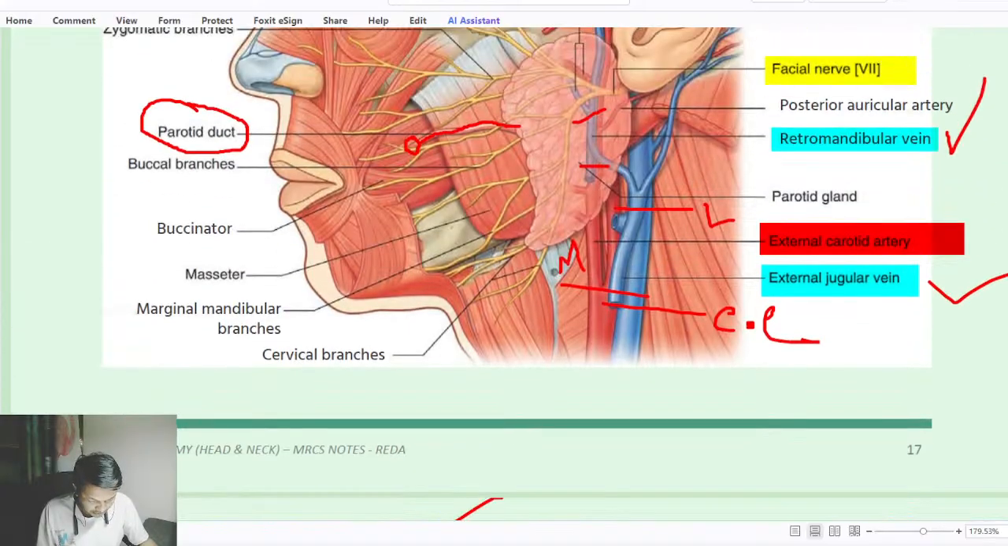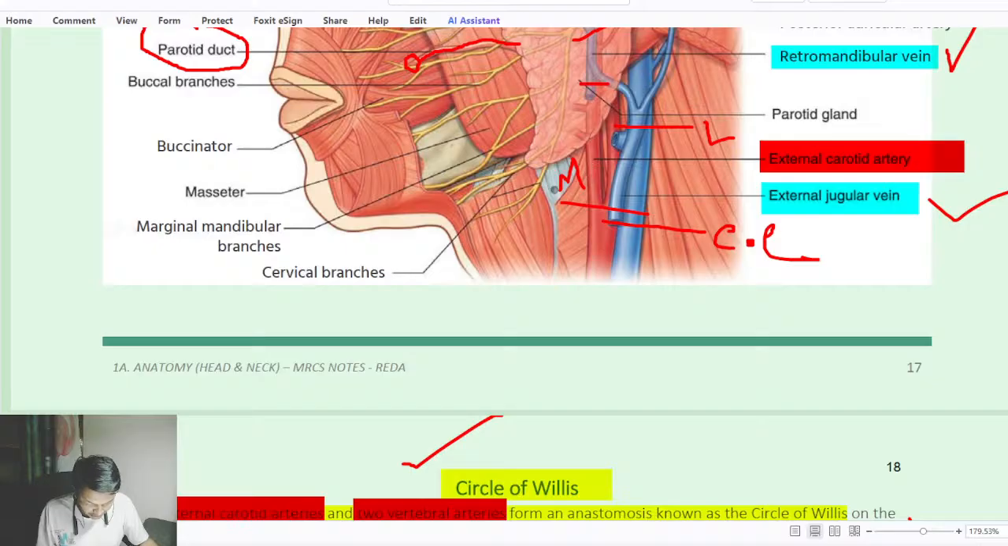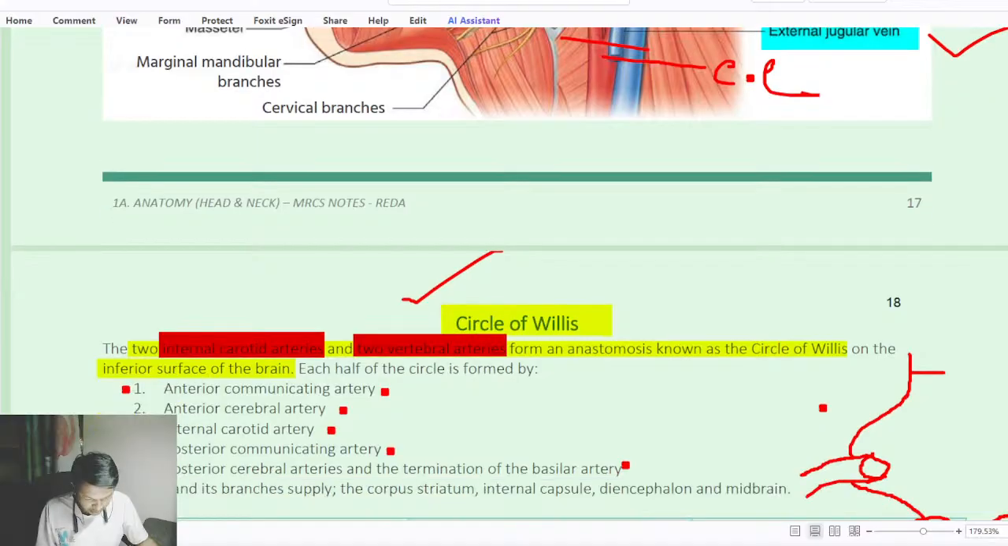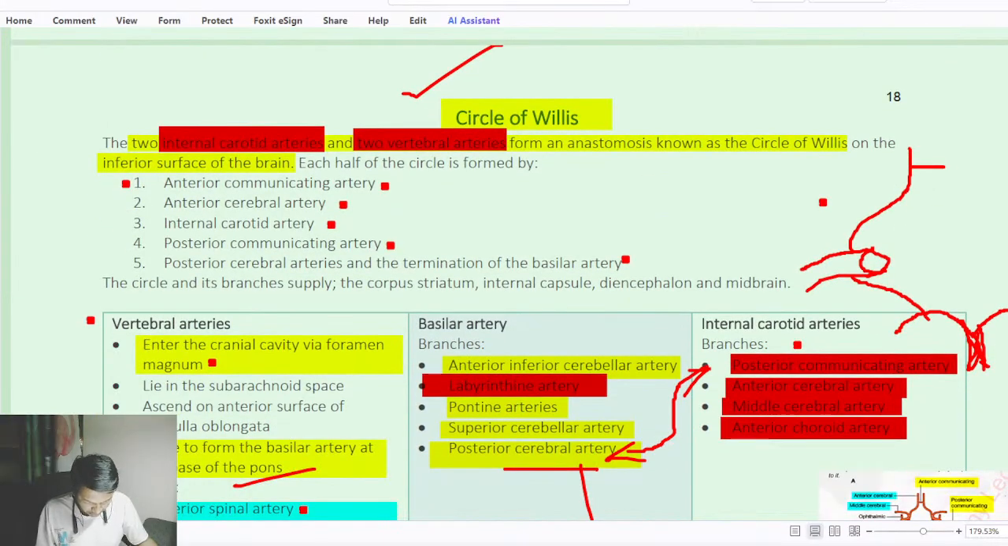And the submandibular gland? It's lateral to the floor... lingual frenulum. Both sides of the lingual frenulum, floor of the mouth. Yes, excellent. And now about the circle of Willis.